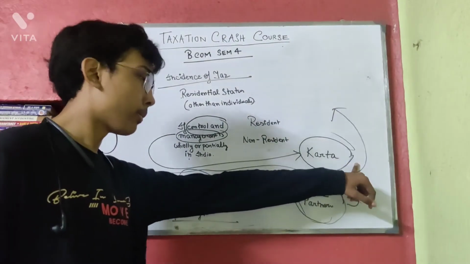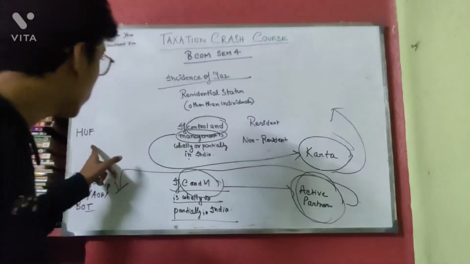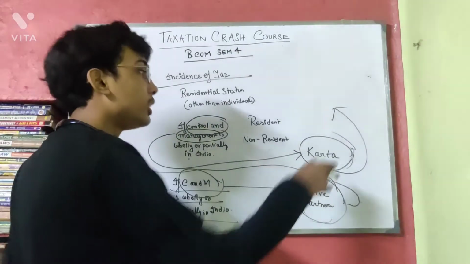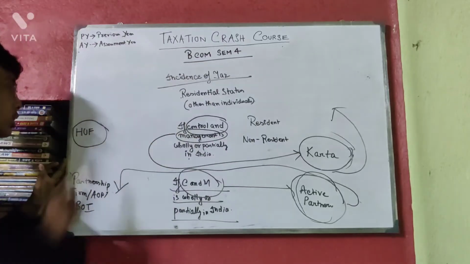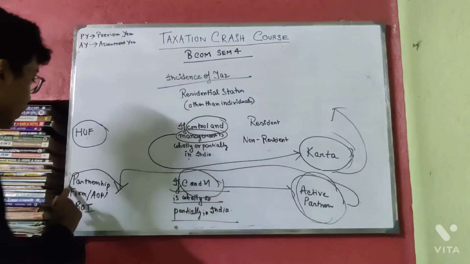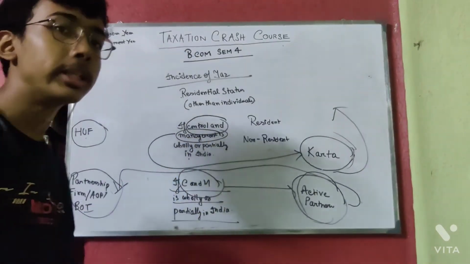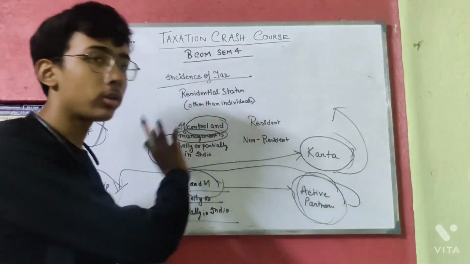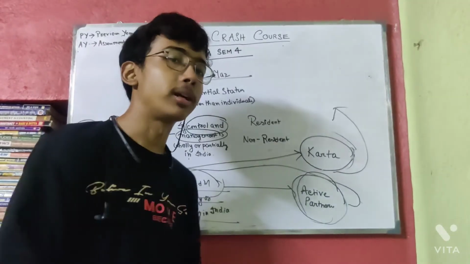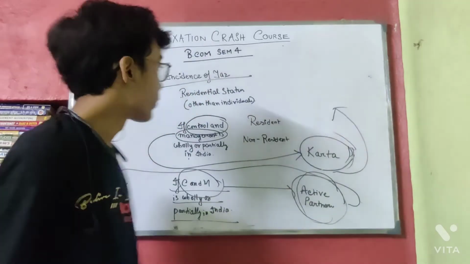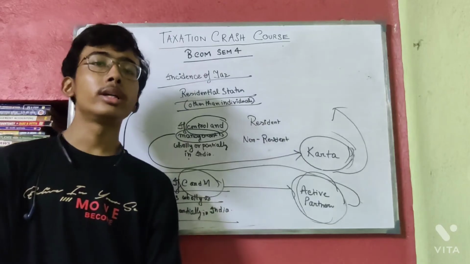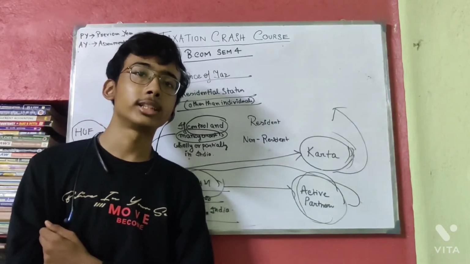But here in the case of the HUF, we don't have to check 182 days or more. If the Karta stays in India during the period, the HUF will be considered to be a resident, and if the active partner stays in India, the partnership firm will be considered to be a resident during that period. So 182 days or more is not applicable in these cases. It is only applicable in the case of individuals. And the residential status is now completely over. We'll try to discuss the incidence of tax in the next part.